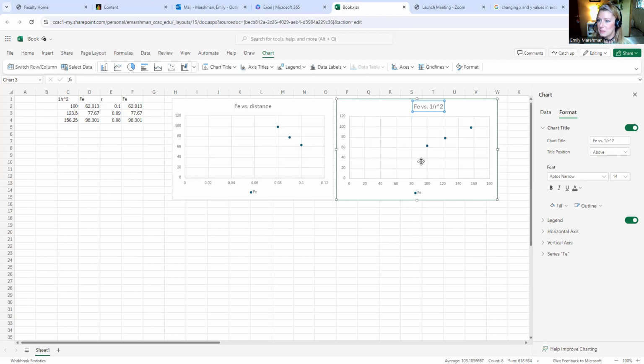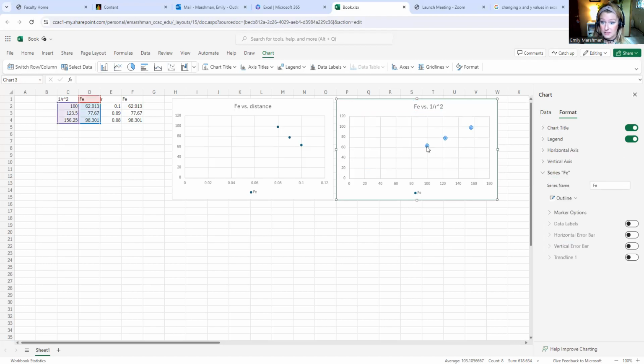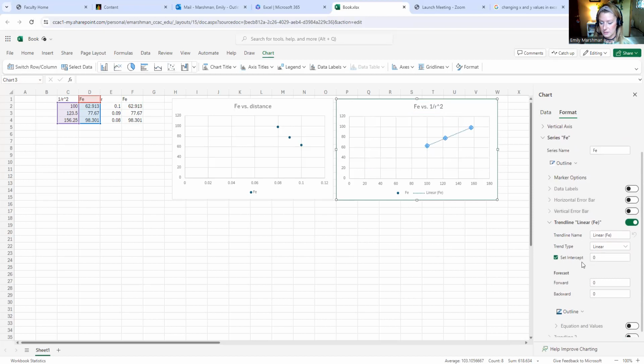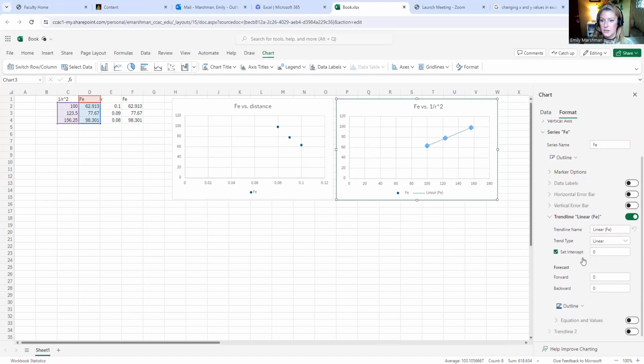To get a line of best fit, you're going to click on the data and put a trend line through it. So you're going to toggle the trend line on, and we want a linear trend line. Let's make it pass through the 0, so we're going to set the y-intercept to 0.